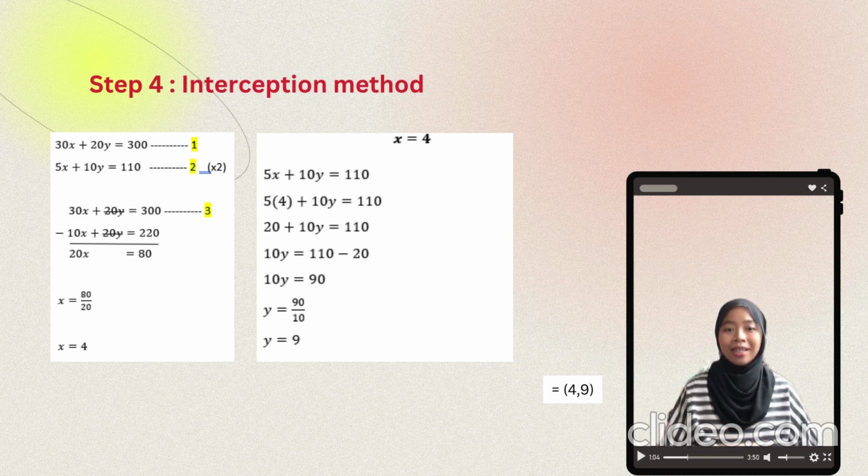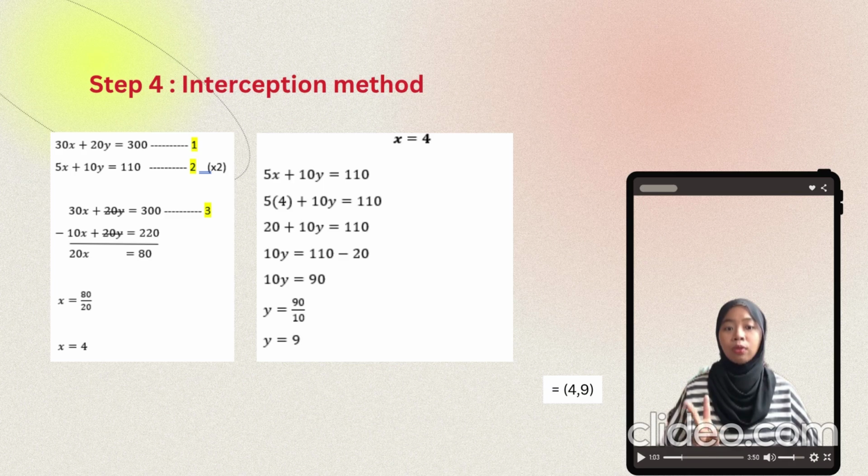Next, we substitute x equal 4 into one of the original equations to find the value of y. Using the second equation, 5x plus 10y equal 110, we substitute and get 5(4) plus 10y equal 110. This becomes 20 plus 10y equal 110. Subtracting 20 from both sides gives us 10y equal 90, and dividing by 10 gives y equal 9. So the final answer is x equal 4 and y equal 9.